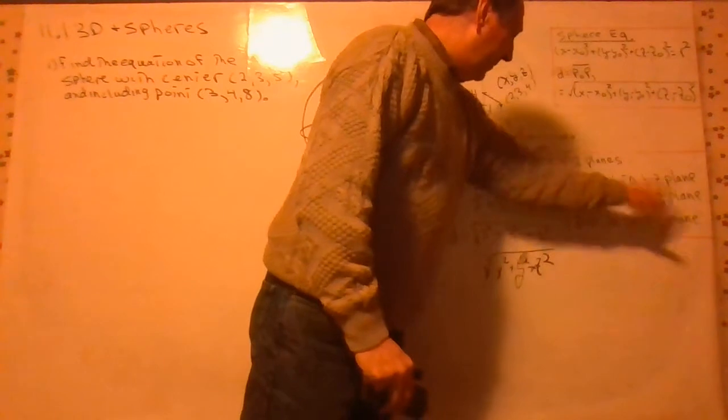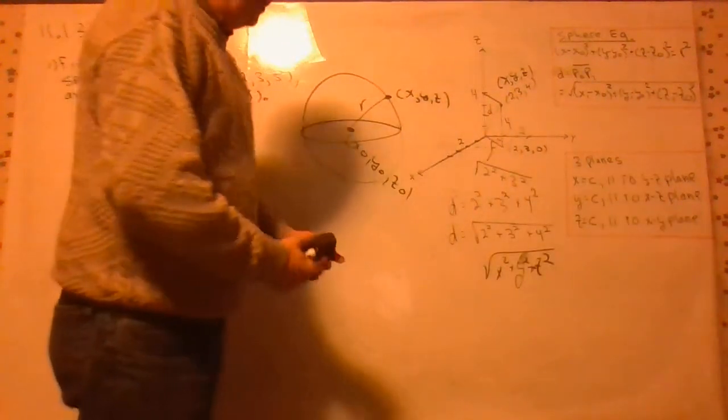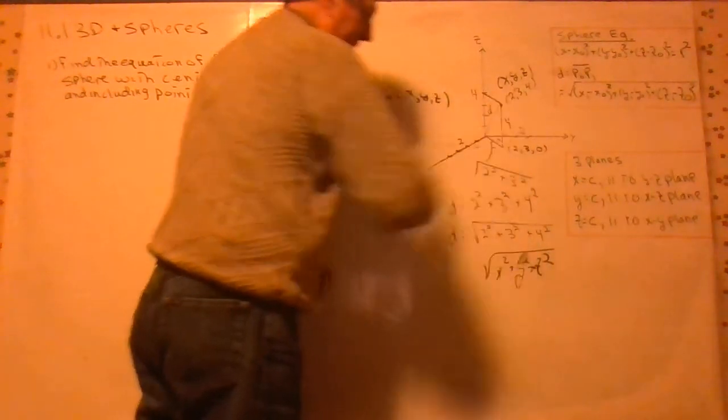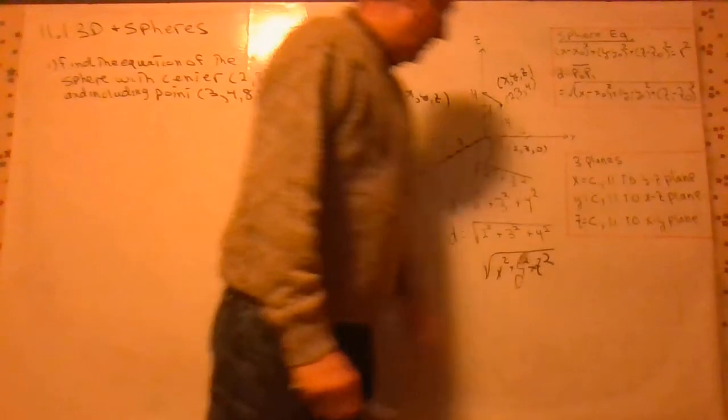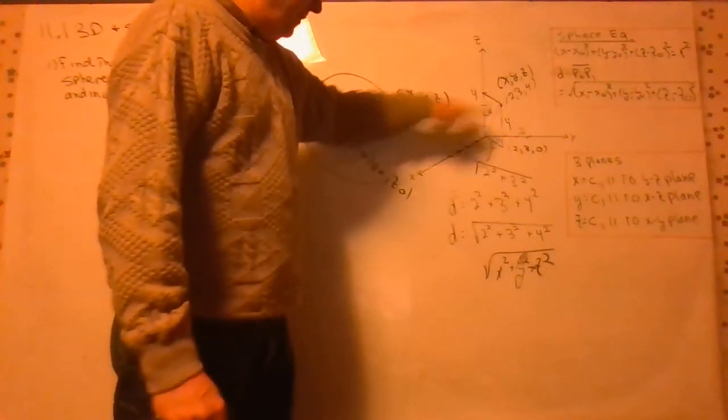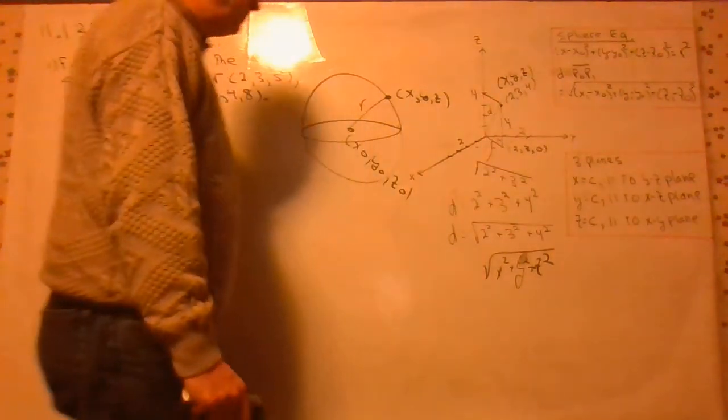Y equals c is parallel to the xz plane, like y equals 2 would go this way. We'll eventually sketch some of these planes. Z equals c is parallel to the xy plane, and that would be like constant elevation. It would be up 2 units from this xy plane.